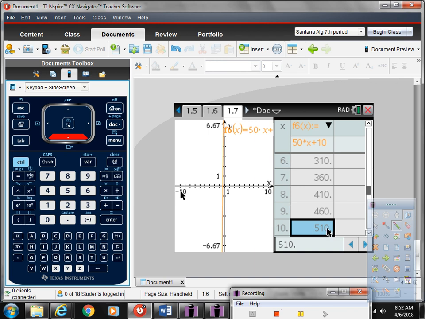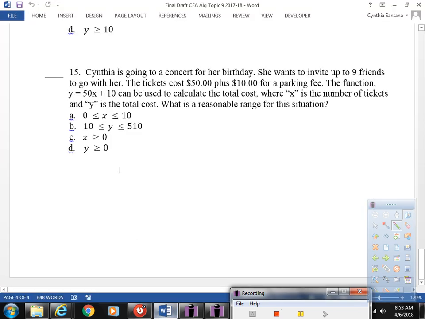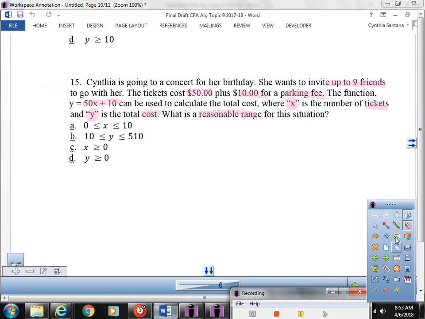Well, 9 friends and herself, so up to $510 would be the max that she would spend if she's only going to invite up to 9 friends. That doesn't mean that's how many will go, but that's a reasonable range, okay? So this right here would have been a good answer, 10 to 510. Like, that's a reasonable amount that she might spend, anywhere from $10 if nobody goes to 510, okay?